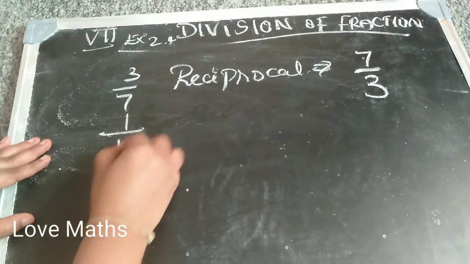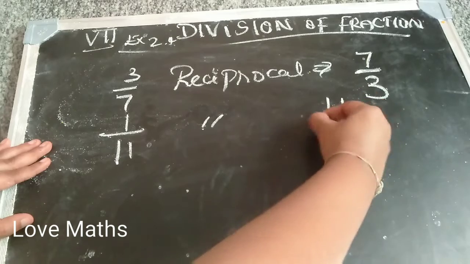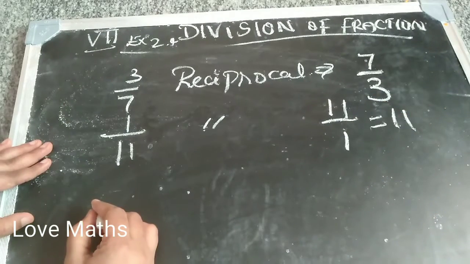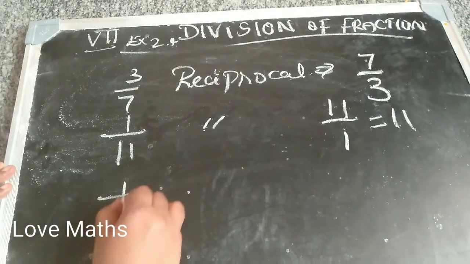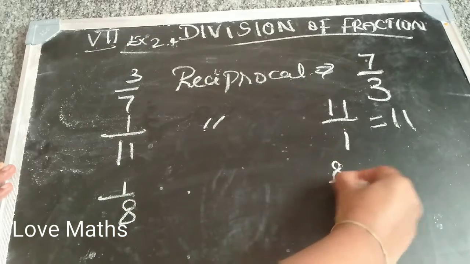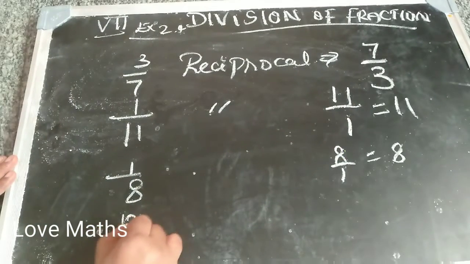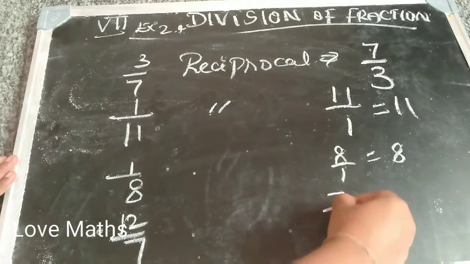Next. 1 by 11, this reciprocal is 11 by 1. By 1 is not necessary, so only 11. Okay. Next. 1 by 8 reciprocal is also 8 by 1. 1 is not necessary. Next. 12 by 7 reciprocal is 7 by 12.